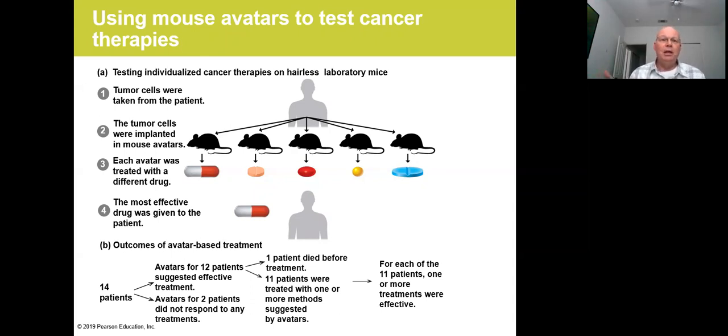What this is indicating is that an individualized cancer treatment, a cancer treatment that's tailored specifically to you and your version of the cancer that you're suffering from, can be, and most likely will be, the most effective way of treating your cancer. So there are all sorts of ways in which we can personalize these. This is one way, using this avatar system.